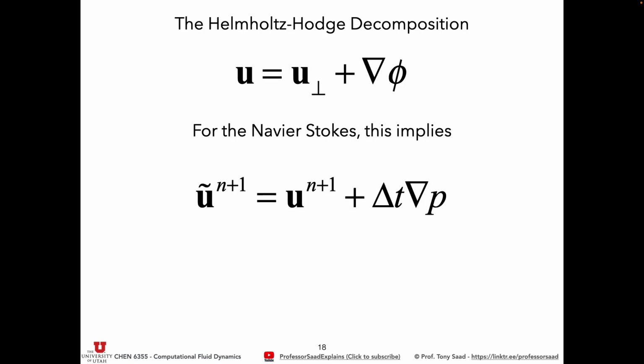Sorry. If I take the divergence of this, it is not 0. But we know by definition that the divergence of this is 0. So that gives you the equation for the pressure. This will give you that del squared P is div u tilde over delta T.